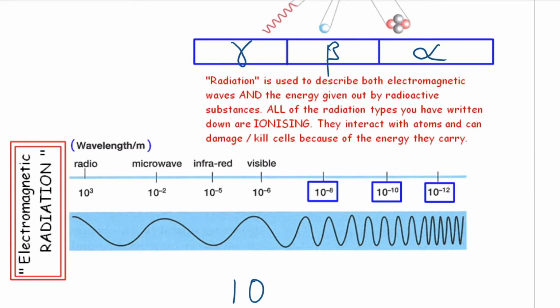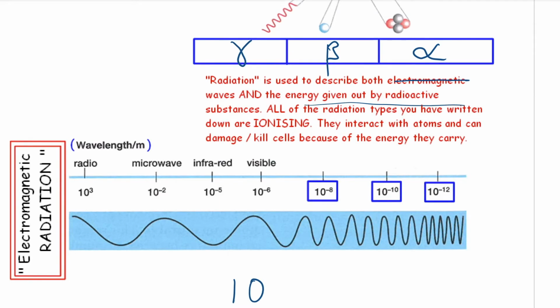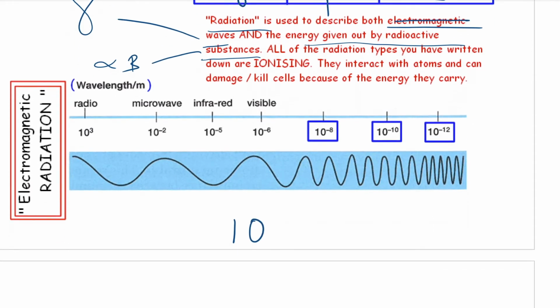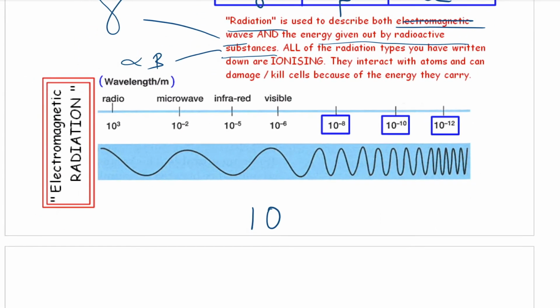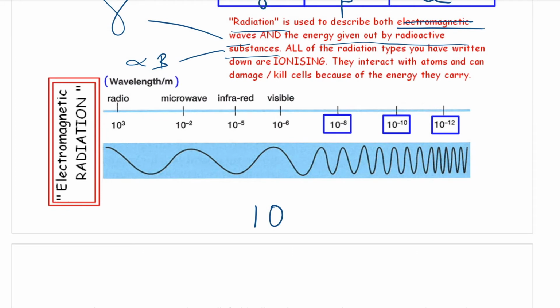Radiation is used to describe both electromagnetic waves and the energy given out by radioactive substances. Right? So radiation is used to describe both electromagnetic waves, that's your gamma, is an electromagnetic wave, and radioactive substances, that's your alpha and beta, they're particles. All of the radiation types you've written down are ionizing. They interact with atoms, and can damage or kill cells because of the energy they carry. And obviously the more energy they've got, the more damaging they can be.